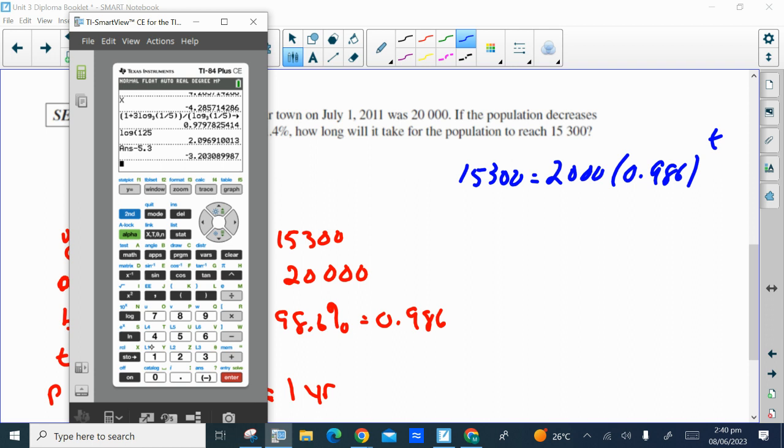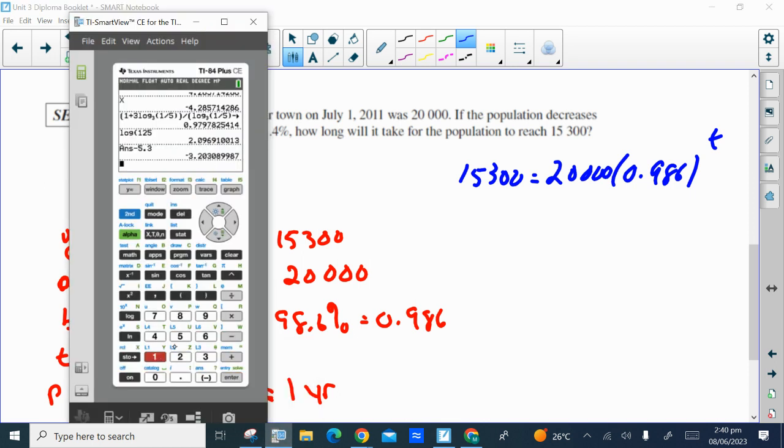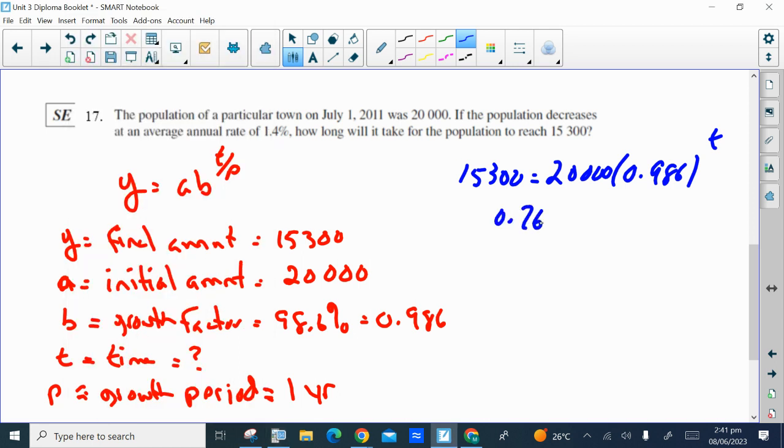Starting with dividing both sides by 20,000. So 15,300 divided by 20,000 is 0.765. That'll equal 0.986 to the power T.